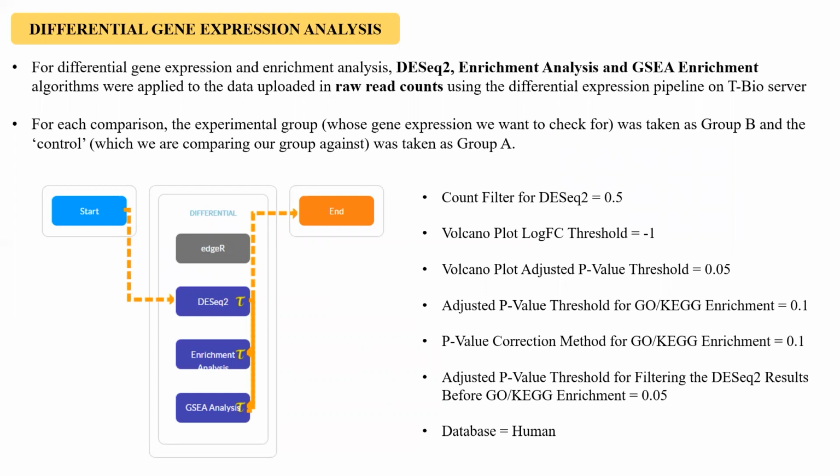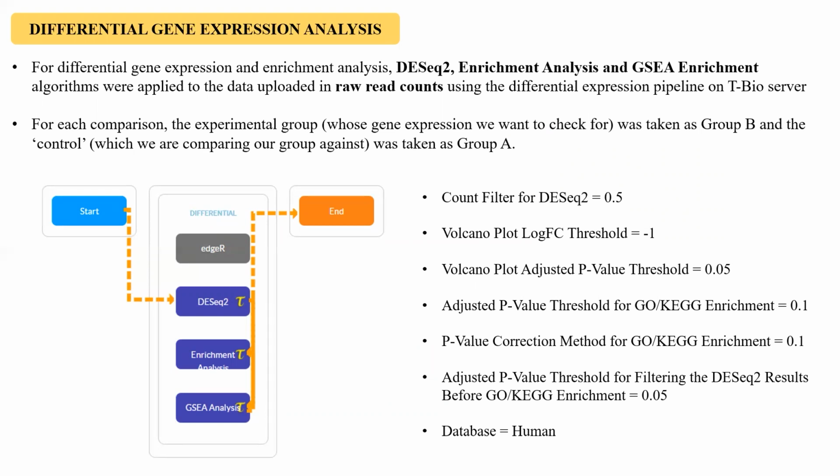So in the case of my first 2 groups of analysis, which is to compare between responders and non-responders in pre and post-treatment conditions, I took my non-responders as my group B, because I wanted to check for the type of genes which are being differentially expressed in the non-responding patients by taking the responders as control.